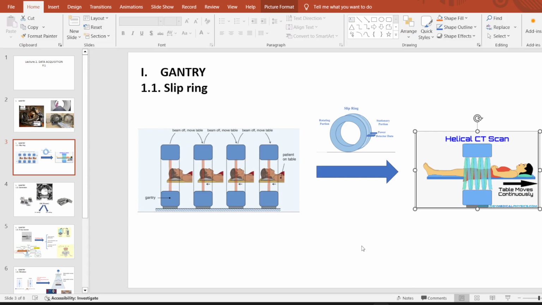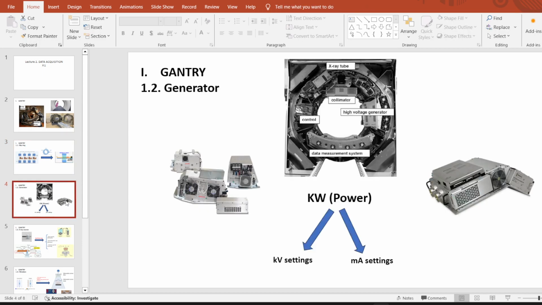Alright, let's go to the next thing. Let me see. Oh my goodness. Generator. There are many things about the generator I want to tell you, because it's not all about technological things, but also other aspects.